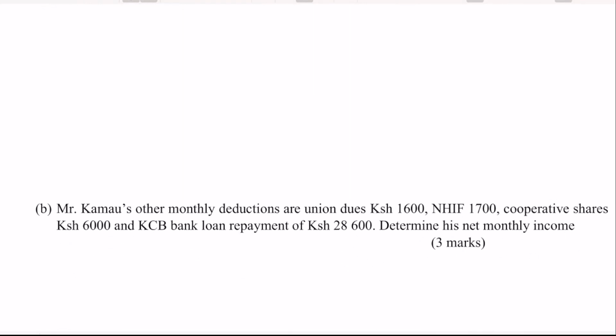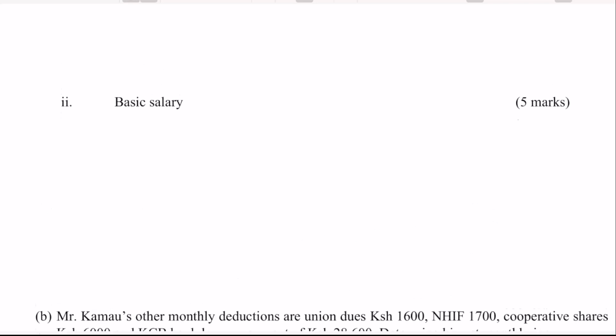Then part B, Mr. Kamau's other monthly deductions are union dues, that is 1,600, NHIF 1,700, cooperative shares 6,000, and KCB bank loan repayment of 28,600. Determine his net monthly income at 3 marks. So those are the questions.